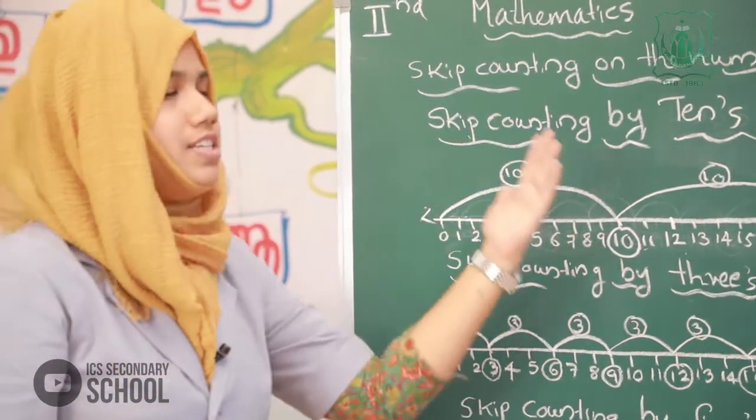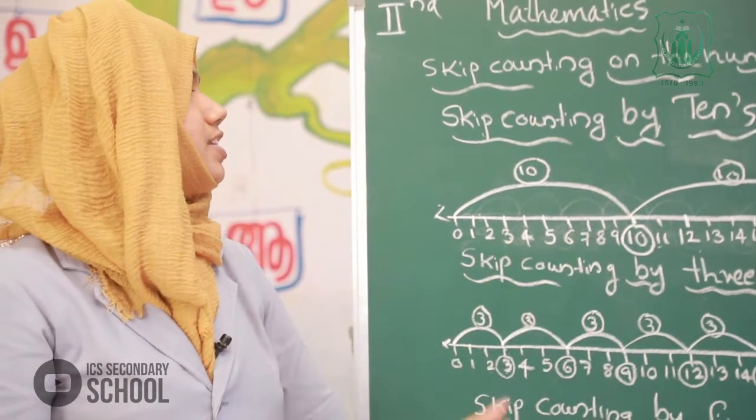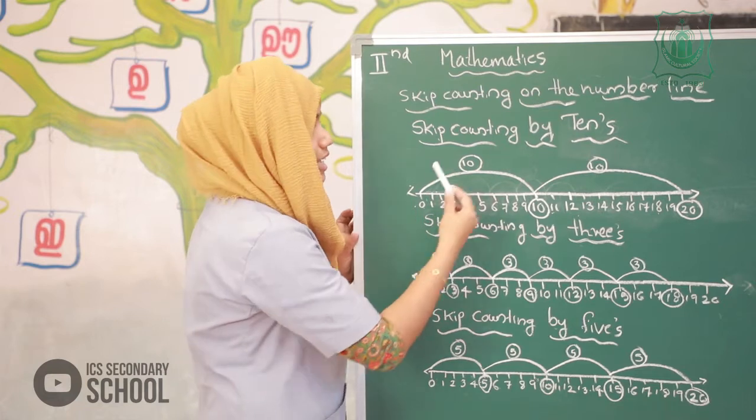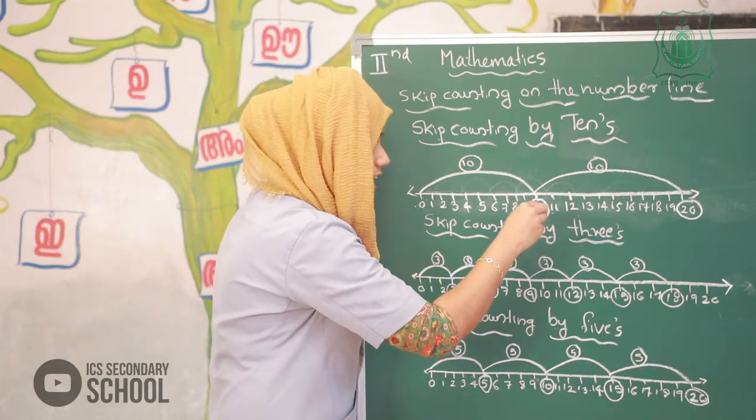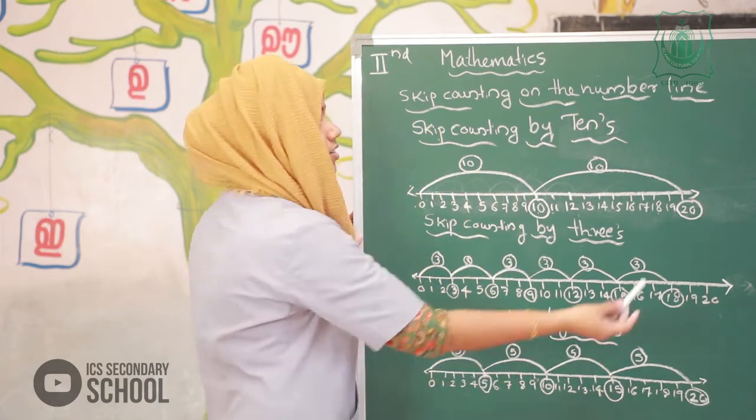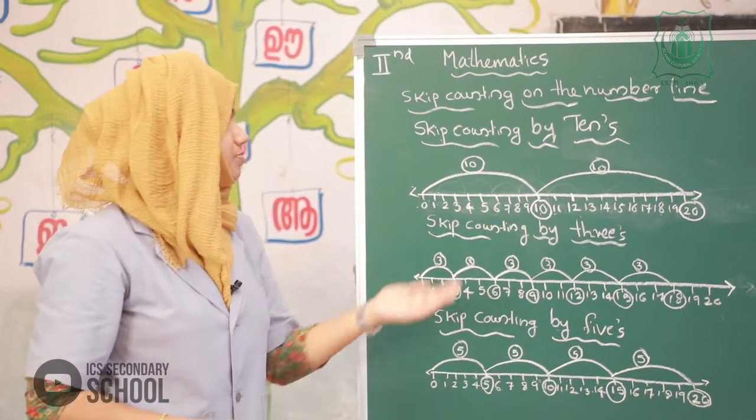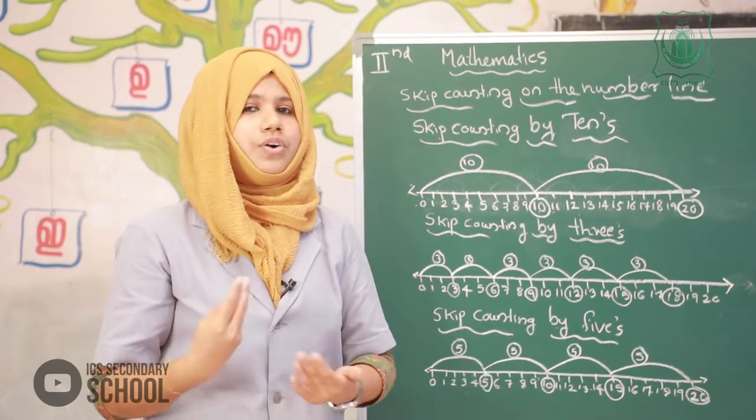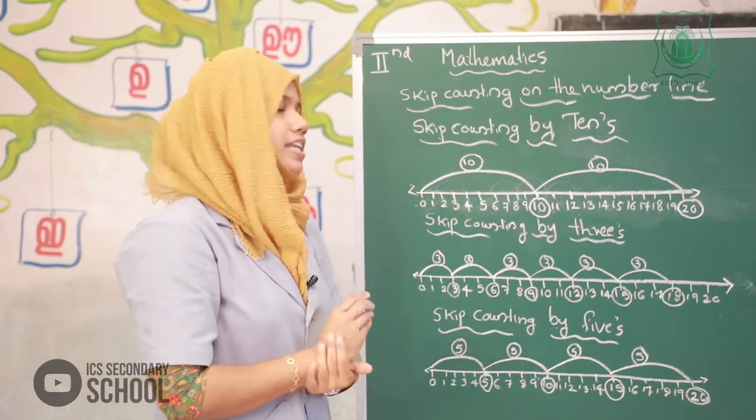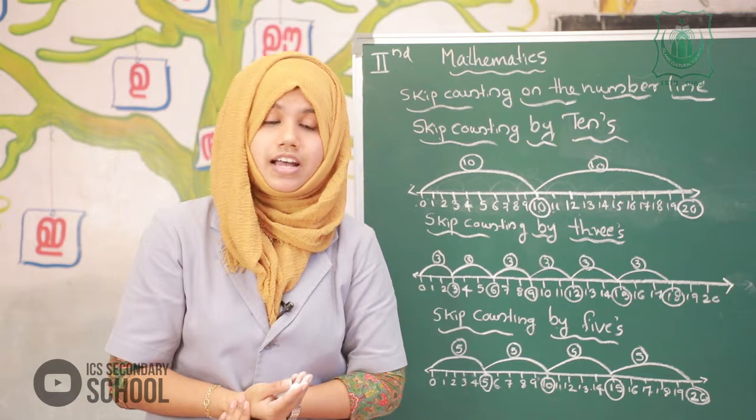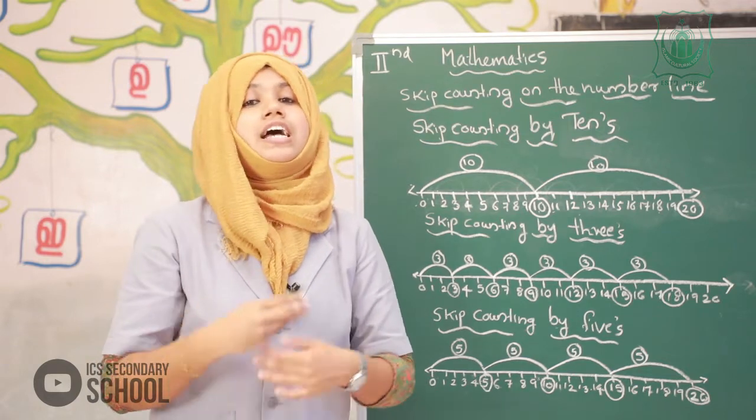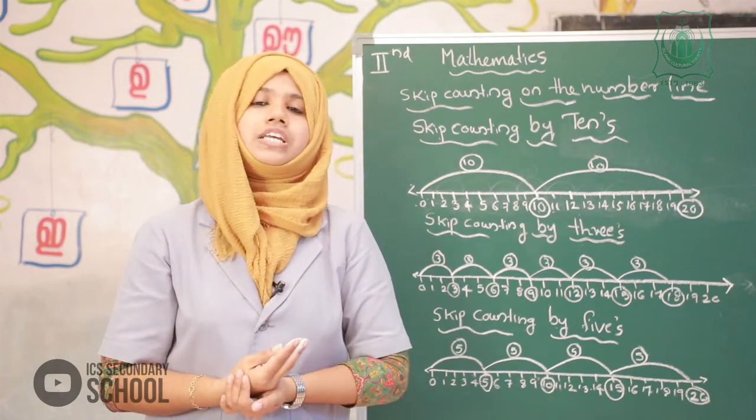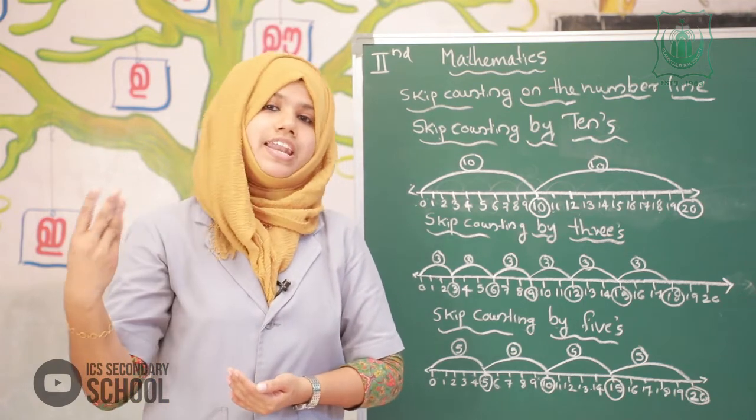Okay. Is it clear? The last is skip counting by tens. We start from the number 0 and count the number 10. We get the 10. Again we start counting. We get 20. Okay. So we can skip counting any number. We can skip by any number and it helps the students to understand the numbers pattern and also multiplication fact. Multiplication fact we can study next class.